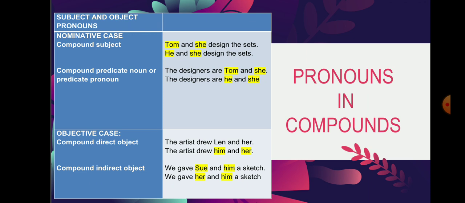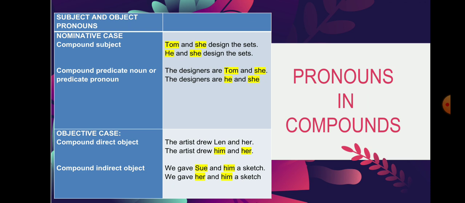Okay. Now, let's go to pronouns in compounds. What happens when I have compound pronouns? We must make sure that we're using the correct pronoun, if the pronoun is in nominative case or if the pronoun is in objective case. It depends on the sentence. Let's go through the examples. In the case of compound subjects, Tom and she designed the sets. We're going to use subject pronouns. He and she designed the sets. We're going to use subject pronouns again.